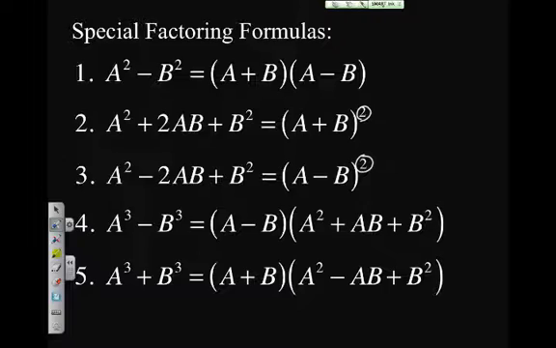So really number 1, number 4, and number 5 are the ones I'm going to want you to focus on for learning. And number 1 should definitely be memorized. 4 and 5, I will probably give you those. So you have to know how to use them, but you don't necessarily have to memorize them for the test.